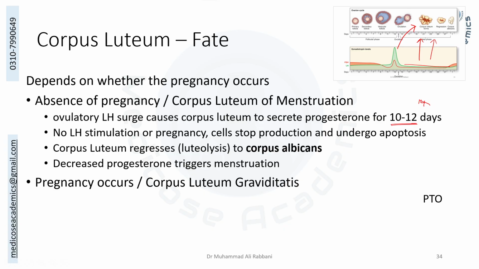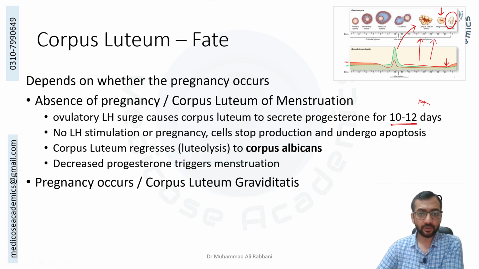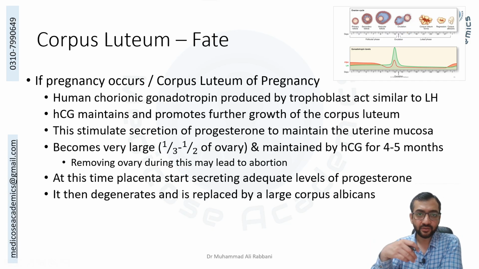So after 12 days, the LH level decreases. As you can see, the ratio between LH and FSH is inversed. And when that support is gone, the corpus luteum starts to regress, and ultimately it forms a small white scar tissue, and that small white scar tissue is called corpus albicans. The corpus luteum was producing progesterone. If this is completely regressed, it stops producing progesterone, and then it triggers the menstruation. So what happens if the pregnancy occurs?